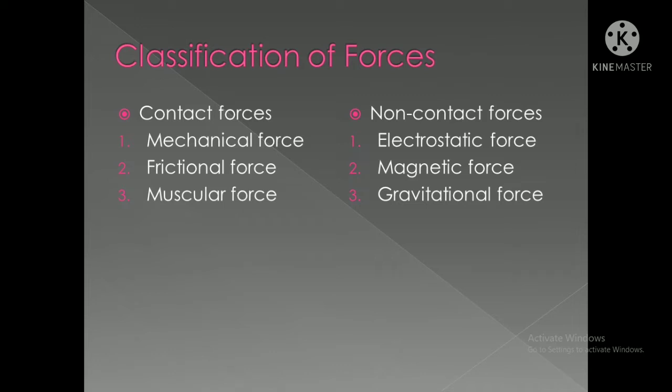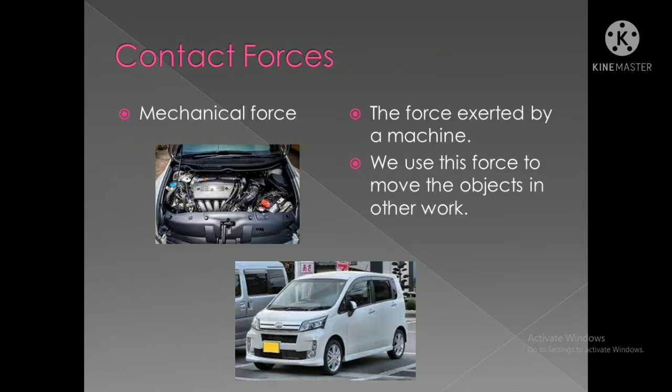One is contact force, and one is non-contact force. Contact means there will be contact with some object or another, and non-contact means there will be no contact, and it will just show the forces, how it is happening. So the first is, I have given the names in this slide. In contact forces, there are mechanical, frictional and muscular forces. And in non-contact forces, there are electrostatic, magnetic and gravitational forces. Now let's see one by one during the slide.